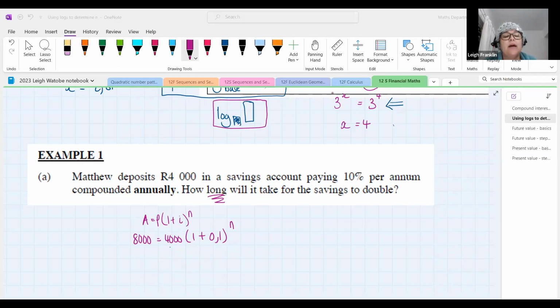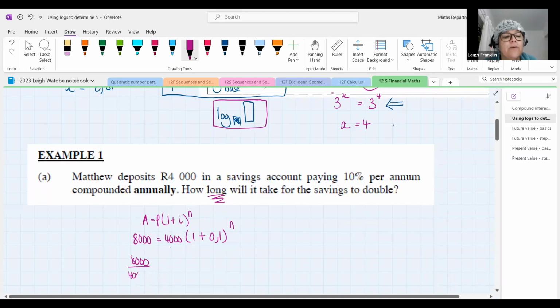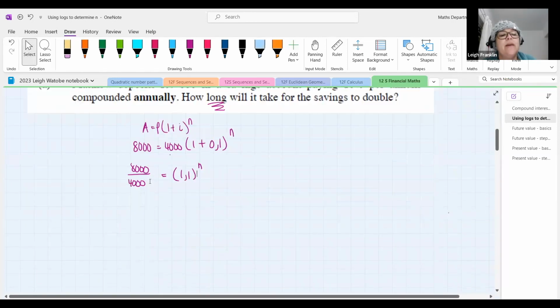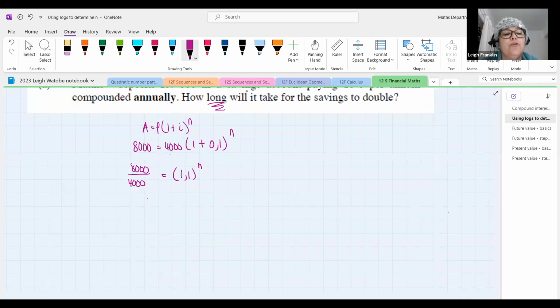So what you want to do now is divide both sides by 4,000 to isolate the base. That means you're going to end up with 8,000 over 4,000 equals, and in this case, your base is going to be 1,1 to the n. When we simplify 8,000 over 4,000, we've actually got 2. So 2 equals 1,1 to the n. So the 1,1 is the base, the 2 is the number. So to calculate n, you would say n equals log base number.